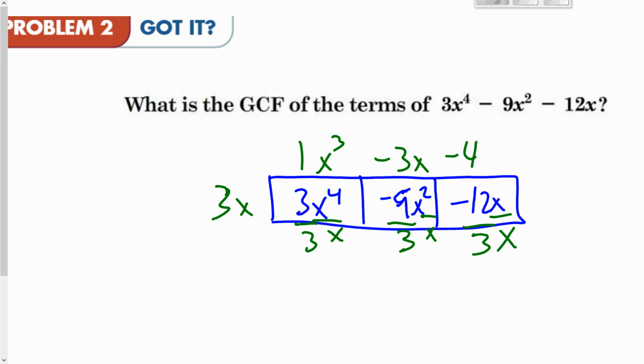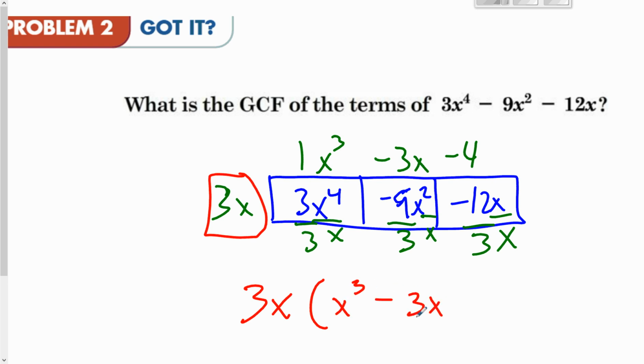So here is our GCF, but I want you to write it in factored form. It's always your GCF times by what you get out. So your length and your width here.